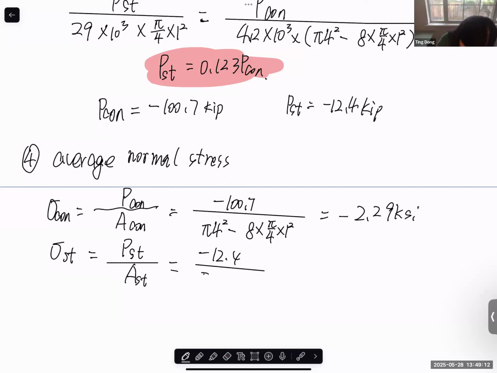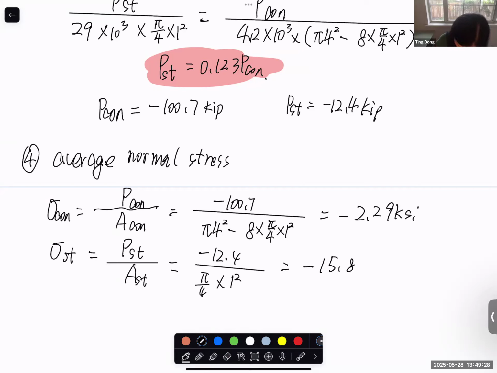So we have 12.4 over pi, where the radius is 1, sorry, equal to negative 3.8 ksi. Right now, any question? If no question, we're done for the class today. Sorry for running out of time.